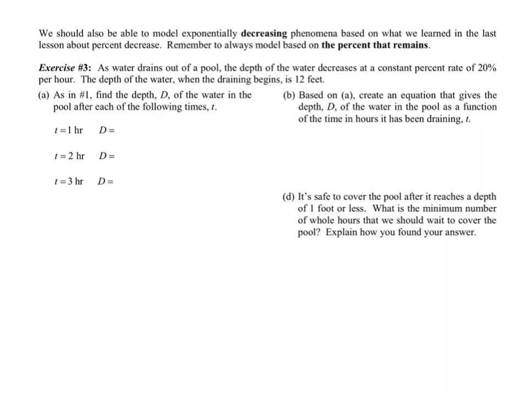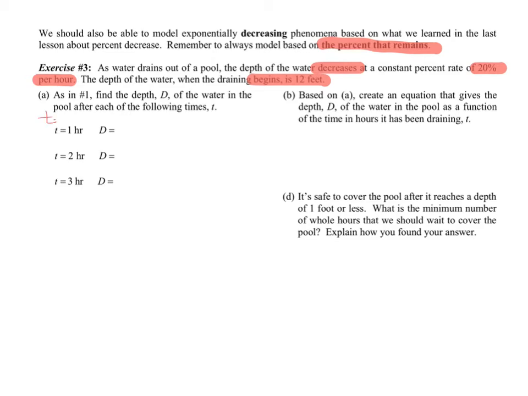Let's go and work on decreasing now. We should also be able to model exponentially decreasing phenomena based on what we learned in the last lesson about percent decrease. Remember to always model based on the percent that remains. So what remains left? So let's read exercise 3 and continue to underline what I highlight so that we can pull those keywords out. As water drains out of the pool, the depth of water decreases at a constant rate of 20% per hour. The depth of the water when draining begins at 12 feet. So we have a lot of information here that we can pull out.